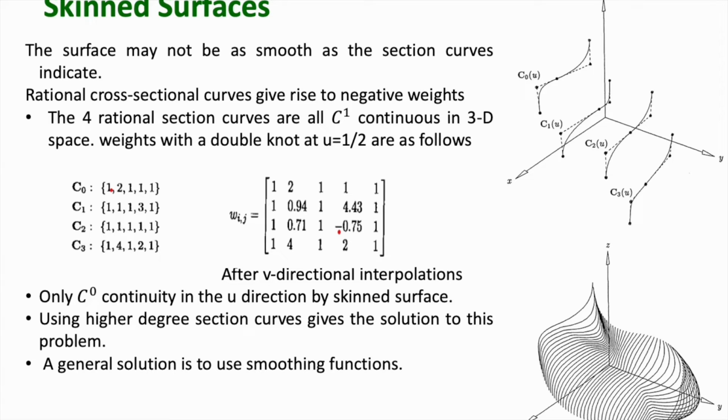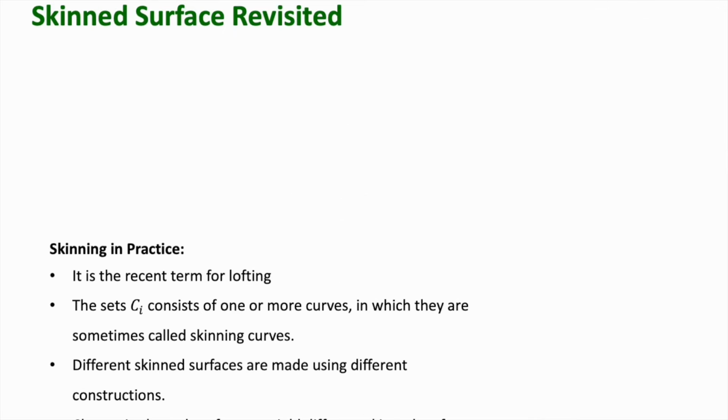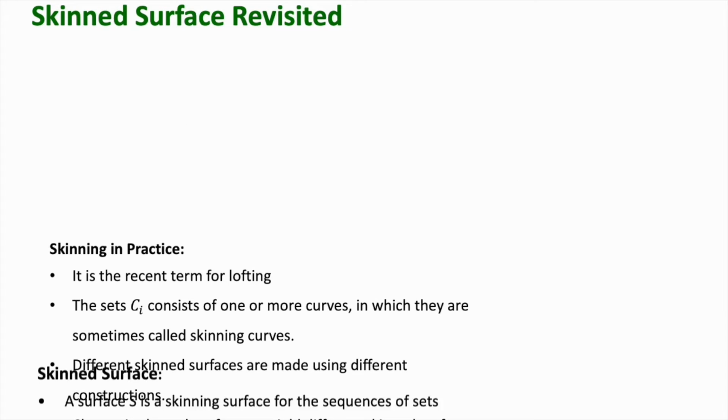Now suppose C hat k w of u is a C^r continuous section curve on the knot vector U, whose projection C k of u is C^(r+s) continuous, where s is greater than 0. Now let f of u be a B-spline scalar valued function on U such that C bar k w of u equals f of u times C hat k w of u is C^(r+s) continuous, where f of u is called the smoothing function. Now moving to the skin surface.